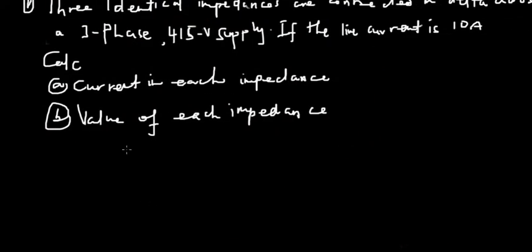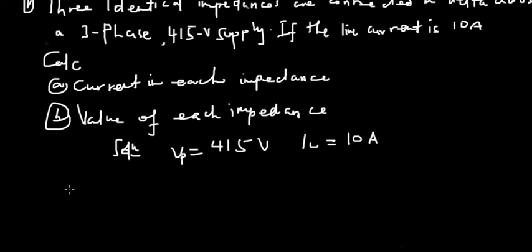Let's write out our parameters. We've been given a voltage of 415 volts, and we know it's a delta connection of three-phase, so this is the phase voltage VP. Then we have a line current of 10 amps. Now we have to find the current in each impedance, and this is how you find it.